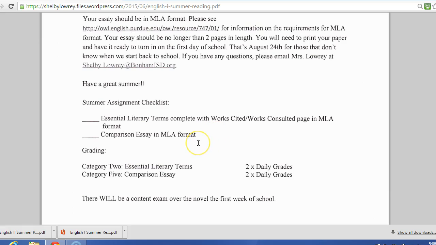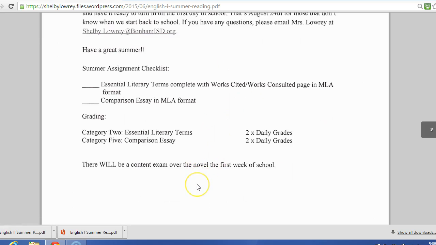On the comparison essay, it needs to be in MLA format again. Here is your resource for finding information on that. So are these things graded? Absolutely. So your essential literary terms, guys, those are 2 daily grades. Your comparison essay, 2 daily grades. There will be a content exam over the novel the first week of school.